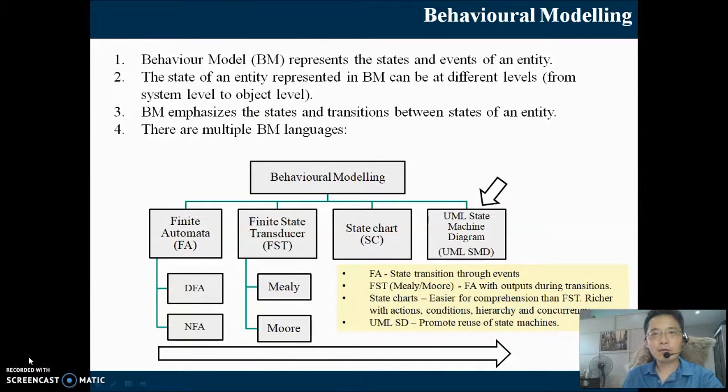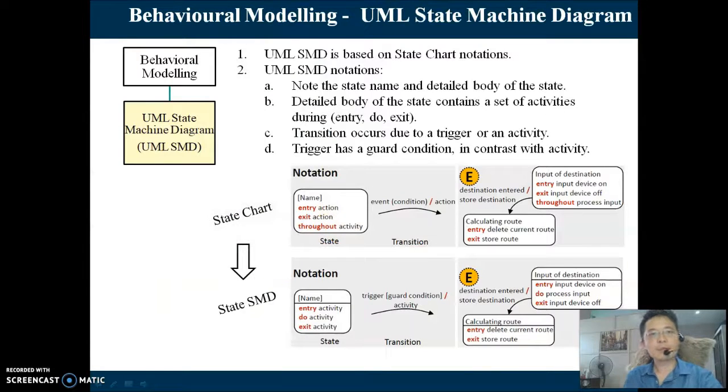So far, we have covered a few behavioral modeling languages. They are finite automata, finite state transducer, and state chart. The next notation, perhaps the most important for this lecture, will be the UML State Machine Diagram, or sometimes for short we call it state diagram. State machine diagram is based on state chart notations.